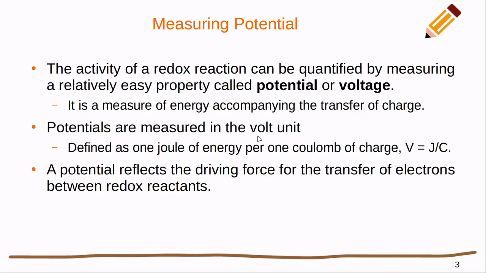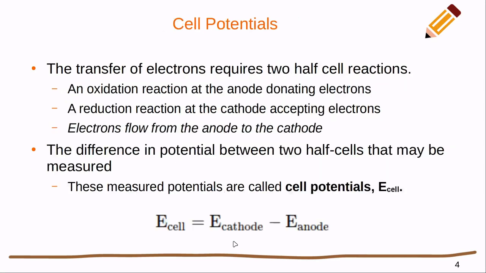These potentials are measured in the volt unit, which is defined as a joule of energy per 1 coulomb of charge. So it's the energy that's liberated every time 1 coulomb of charge is transferred. This is going to be very important for you to do your dimensional analysis when you're doing problems. So keep it in mind, 1 volt equals 1 joule per coulomb. A potential reflects the driving force for the transfer of electrons between redox reactants.